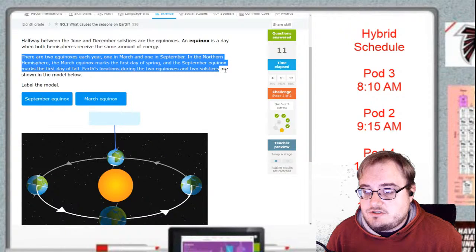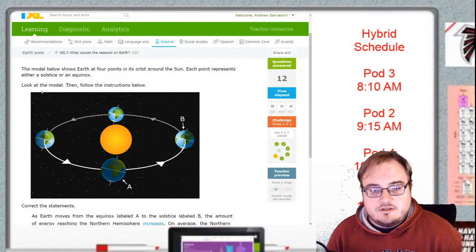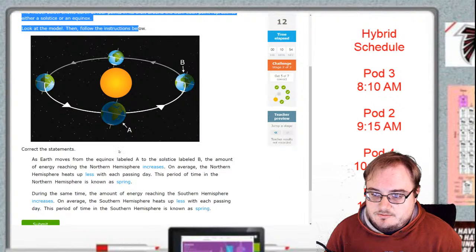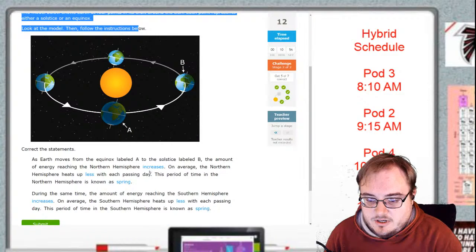Almost done. The model below shows Earth at 4 points in its orbit around the Sun. Each point represents either a solstice or an equinox. Look at the model, then follow the instructions below. So I already see an A and a B. Correct the statements. As Earth moves from the equinox, labeled A, to the solstice, labeled B, the amount of energy reaching the northern hemisphere decreases. Days are getting shorter, and angles getting more indirect. On average, the northern hemisphere heats up less with each passing day.